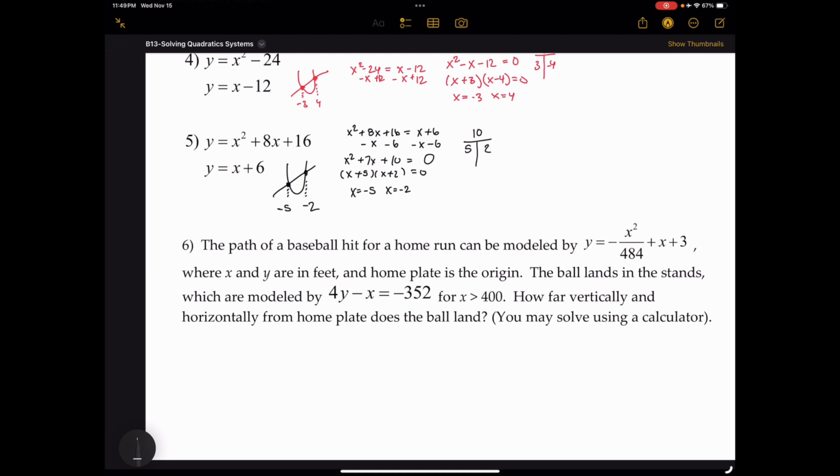Okay, so essentially what's happening is that the ball is hit from home plate to the stands. And the stands are modeled basically like this. So if this is the origin, 0, 0, the ball is hit from the origin and lands in the stands somewhere on this line. So we want to figure out what is the x value and also what is the y value.